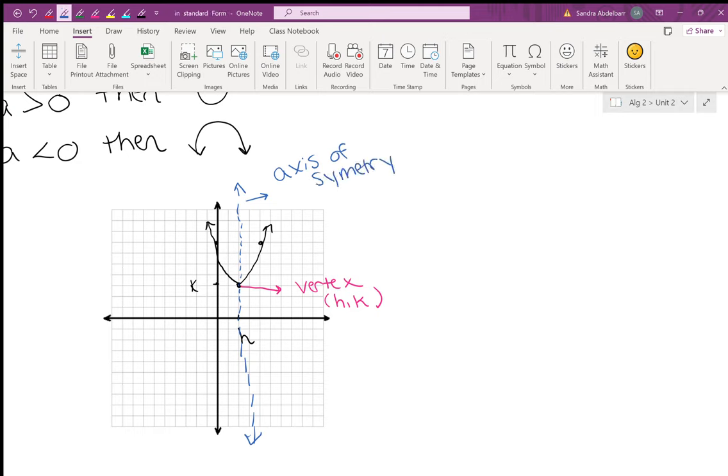Right, and this is going to be an equation of a line. Our axis of symmetry is always a line. For this specific parabola, what is our axis of symmetry? What kind of line? A vertical line. Is a vertical line x equals or y equals? X equals whatever the x-intercept is. Isn't our x-intercept here h? So it's x equals h.